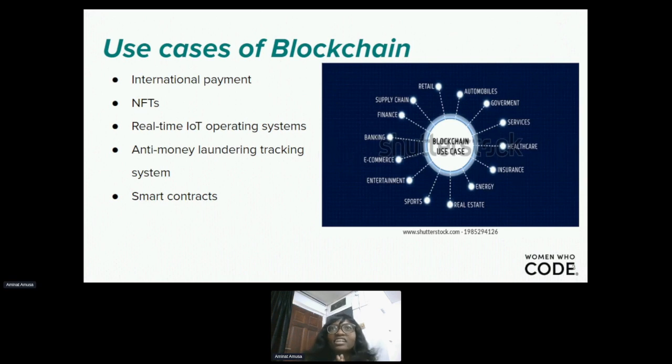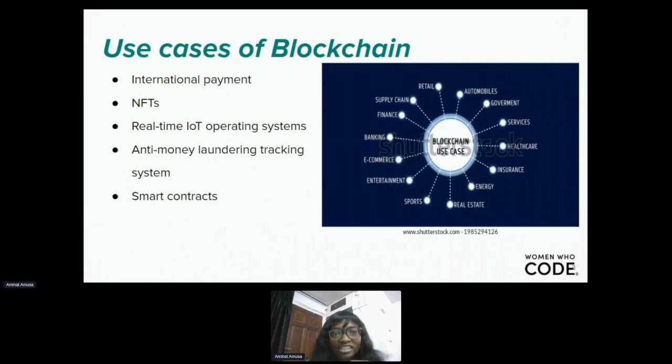It's easier than trying to sell art traditionally in a gallery, where maybe people need to be physically there to touch the art. But now it's bridging artists to their collectors, and also collectors to beautiful art that they admire. And also, we have the use case of blockchain in real-time IoT devices.